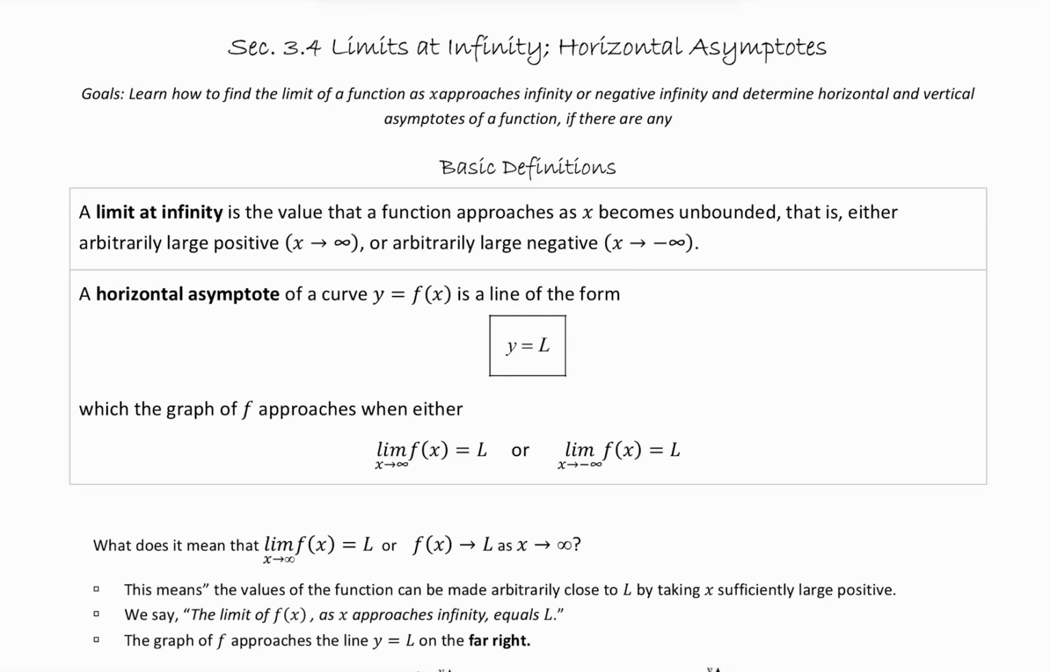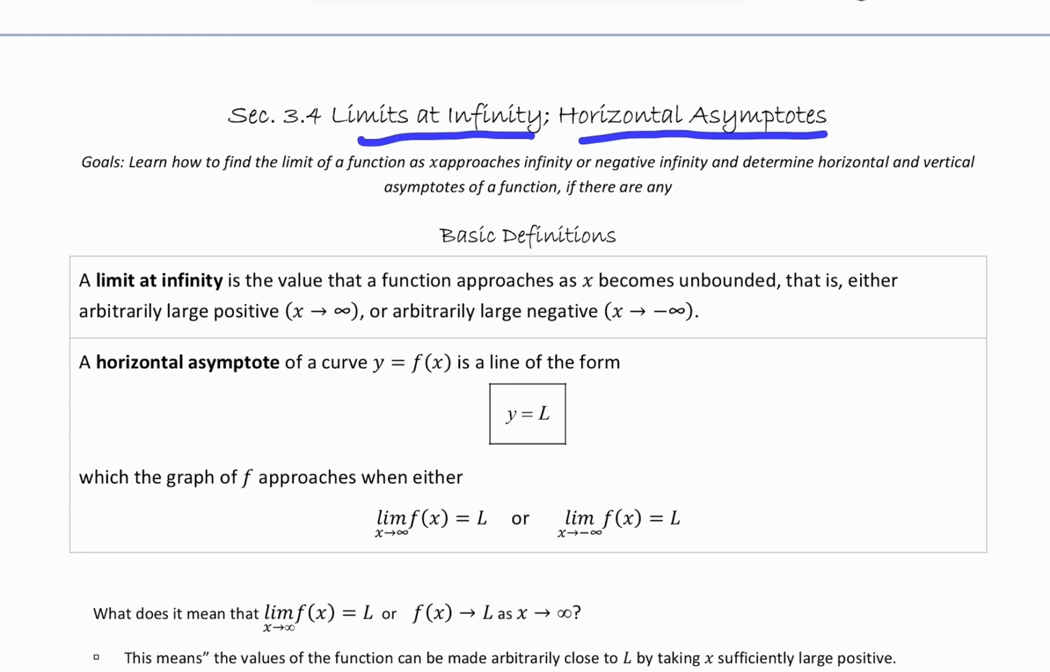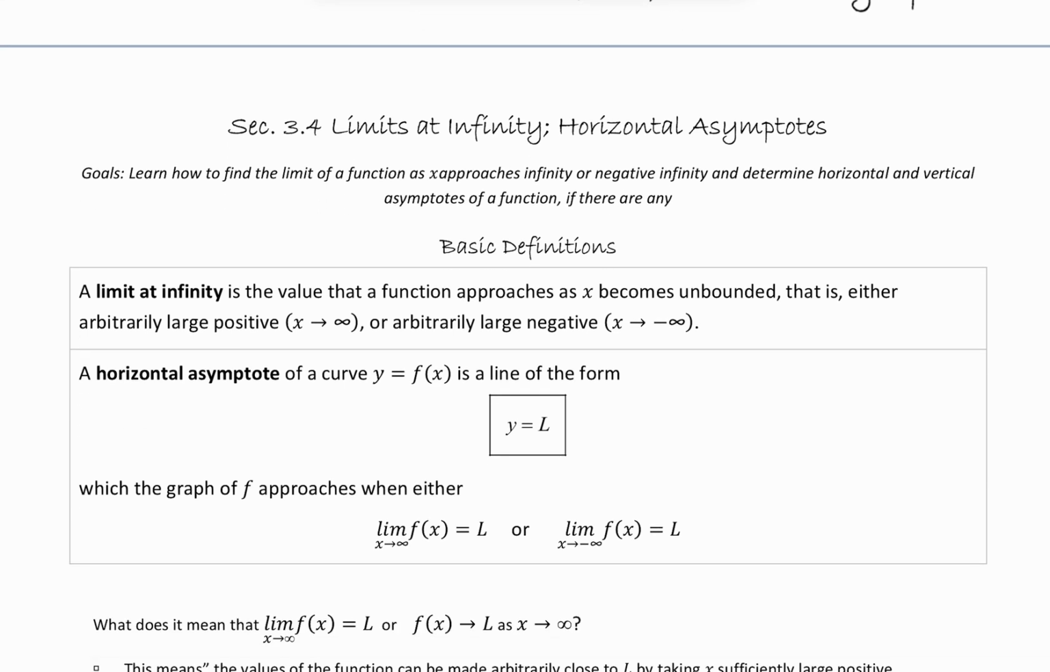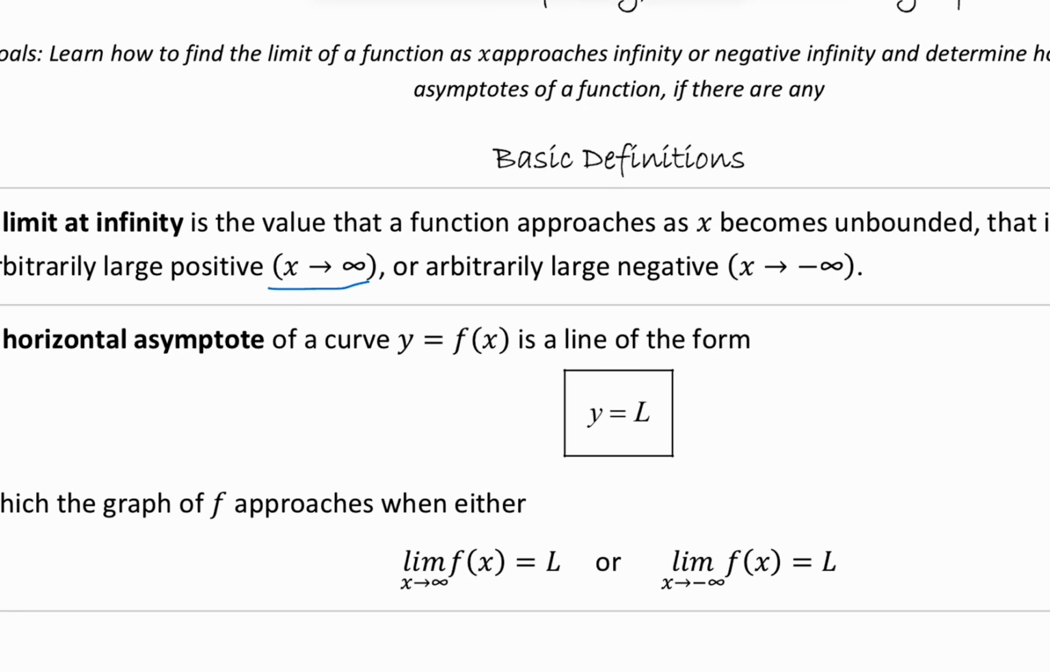All right, section 3.4 brings us horizontal asymptotes using limits at infinity. So far we've talked about vertical asymptotes, which we get when we take limits as x approaches a number, not equals, but approaches a number, a. But now if we take a limit at infinity, we can get two possible horizontal asymptotes. One as x approaches infinity, so that's what's happening on the right side of the graph as x gets really, really big.